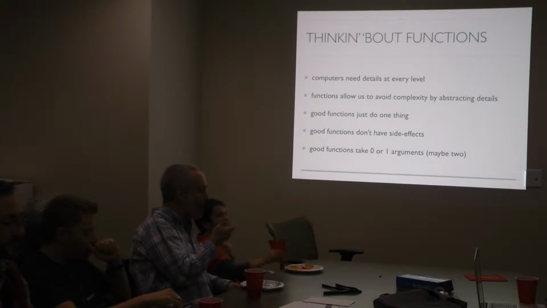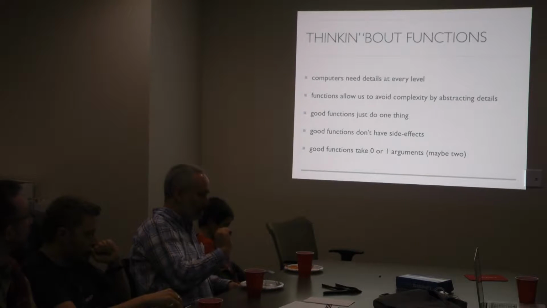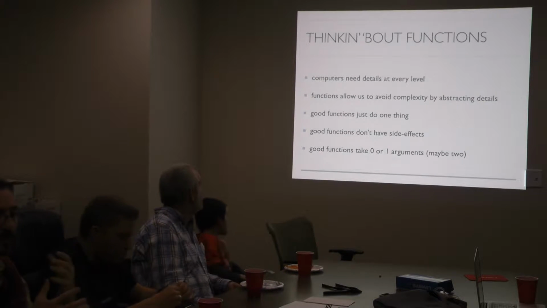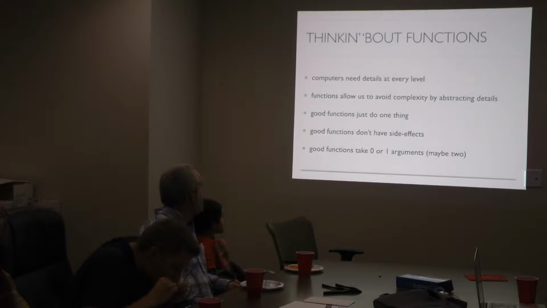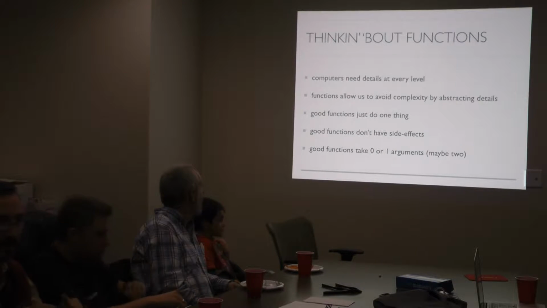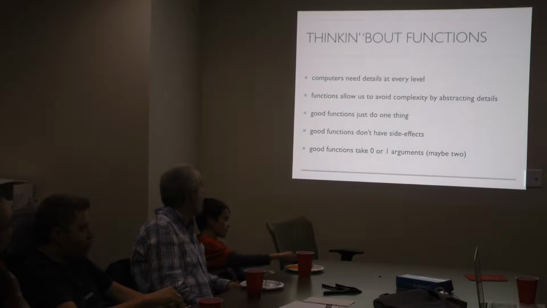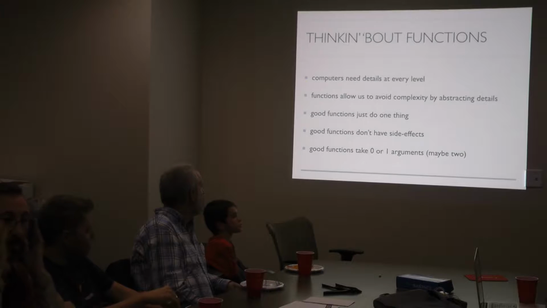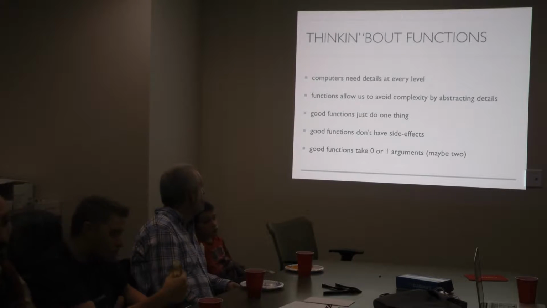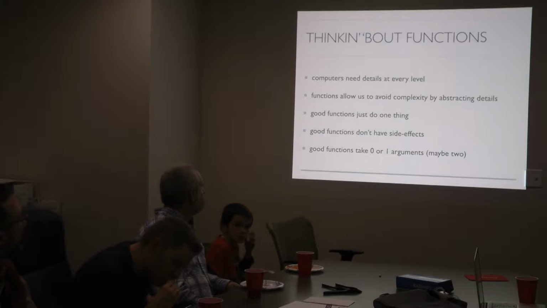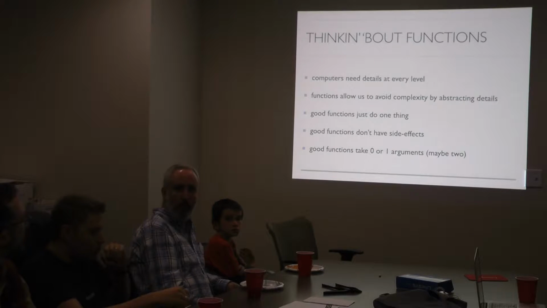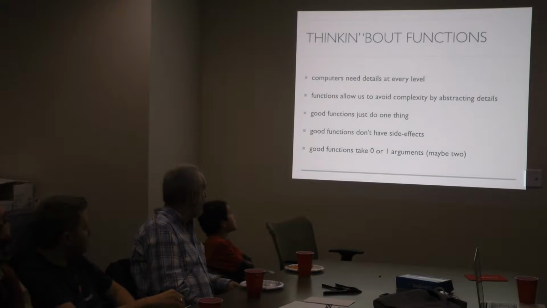Good functions make it clear what's actually going on. Good functions will just do one thing, one useful thing. Good functions don't have side effects. They don't do anything secret. And a good function, if it's like an object method, will take 0 arguments, maybe 1 argument. That's called arity. Maybe 2 arguments, something like that. But past 2, it's no longer a good function.